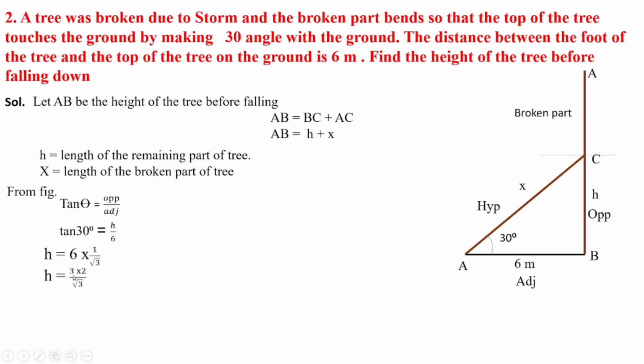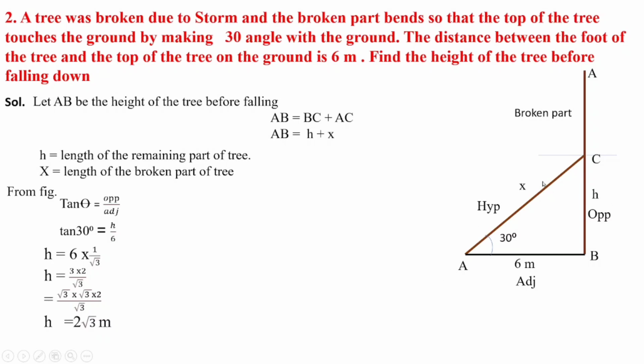Now for this 3 I can write root 3 into root 3. Root 3 into root 3 is just 3, since the square and square root cancel out. What I remain with is 3. This 2 is as it is. Now this root 3 and this root 3 get cancelled. What I remain with is 2 root 3. So the length of the remaining part of the tree is 2 root 3 meters. I got the value of H.